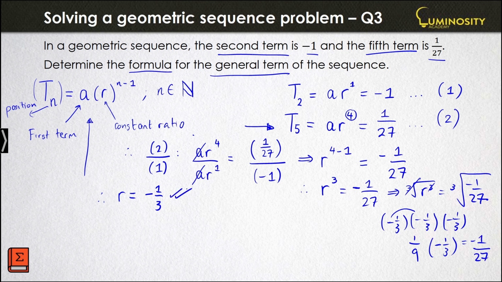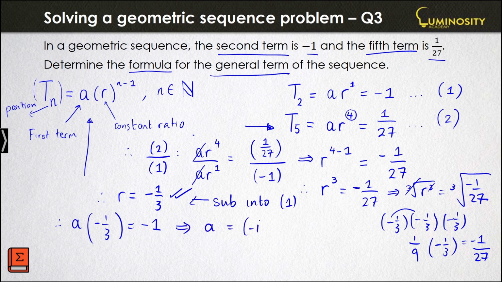And how do we find the a value? Well, we sub this into equation 1, because it's the simpler one. So if we have a times r equals negative 1, how do I get rid of negative 1/3? Because it's division, the opposite operation of division is multiplication. So I need to multiply both sides by negative 3 to undo this negative 1/3. Doing that, I get a equals negative 1 times negative 3, which is positive 3.